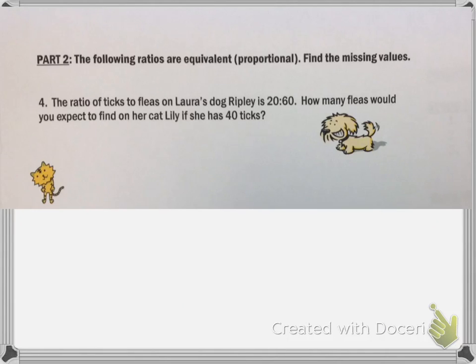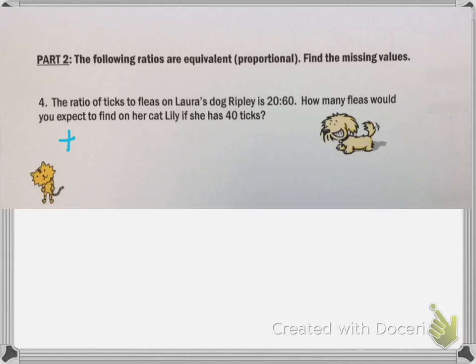Okay, part 2 says the following ratios are equivalent. So we already know that they are equal, which is what we were trying to find in part 1. We want to find the missing value. So that's where we're going to represent with using a variable of x. So let's practice. Number 4 says the ratio of ticks to fleas on Laura's dog, Ripley, is 20 to 60. How many fleas would you expect to find on her cat, Lily, if she had 40 ticks?